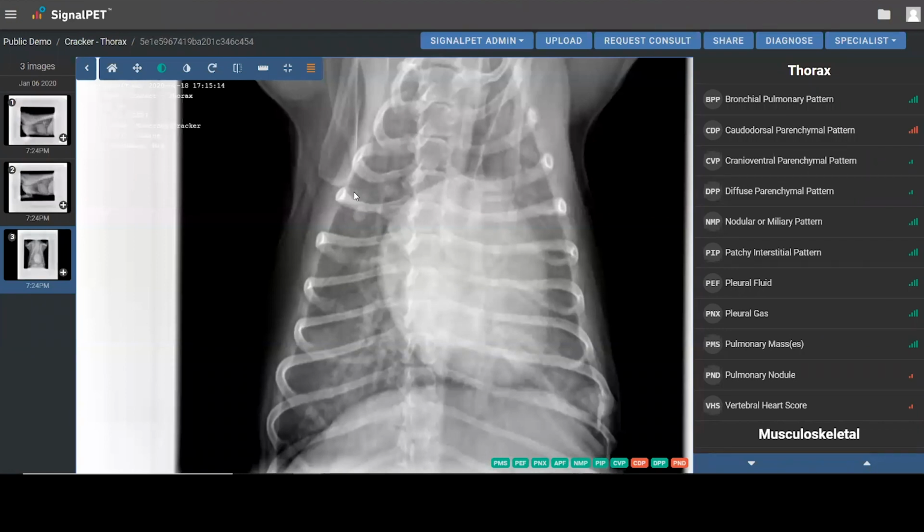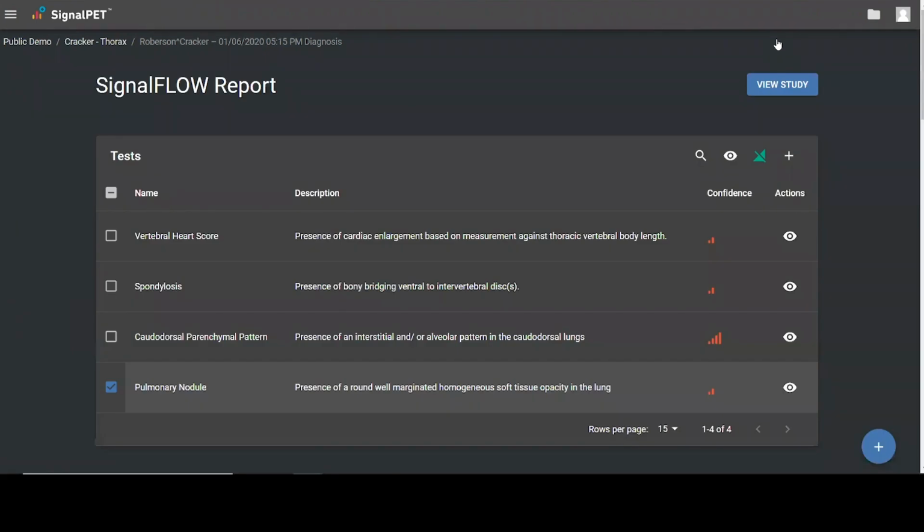So again, we say, okay, that's great, but now what can I do with that information? We go to the diagnose button here, and this takes us into SignalFlow. SignalFlow is an assistive technology to help the clinician further diagnose and come up with a list of recommendations for this particular case. Everything done in SignalFlow will be generated into a report that can then be given to the client.